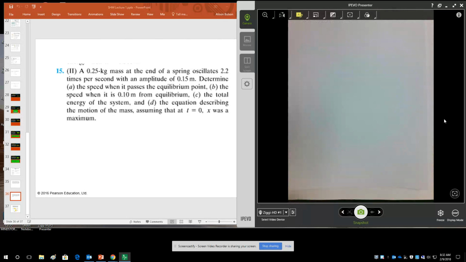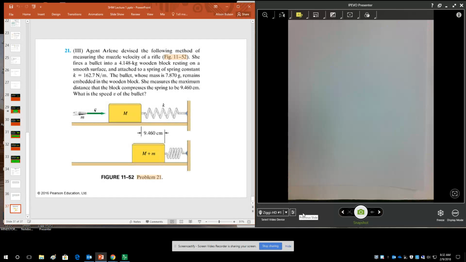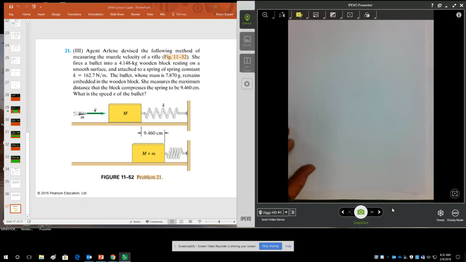So now we want to have one more example. All right, so number 21. We're sort of expecting more complex examples as we go along. Figure out how to make the screen lighter.